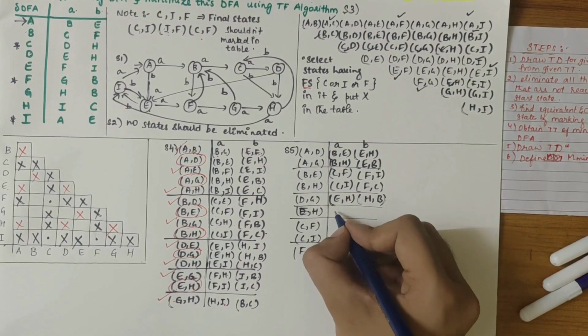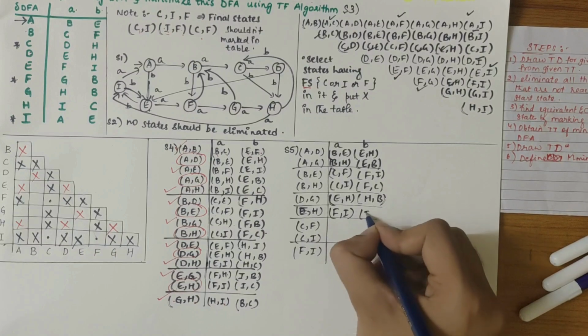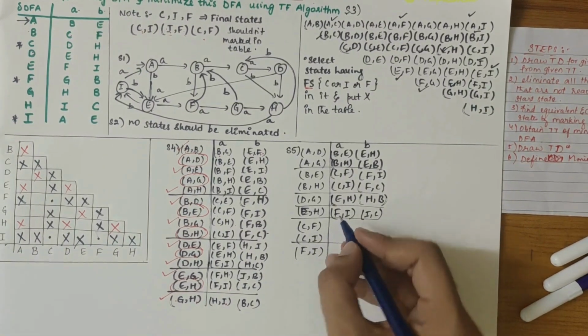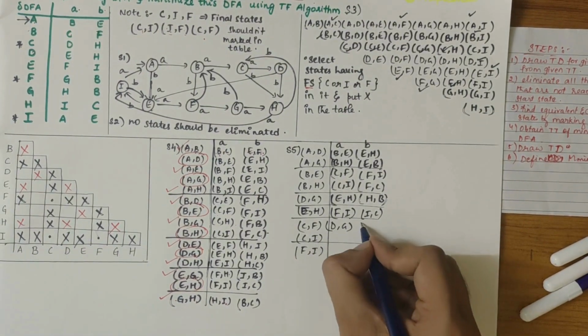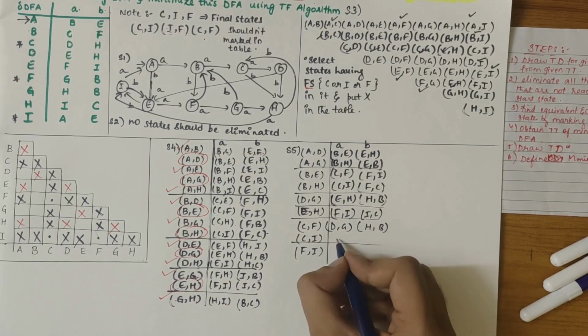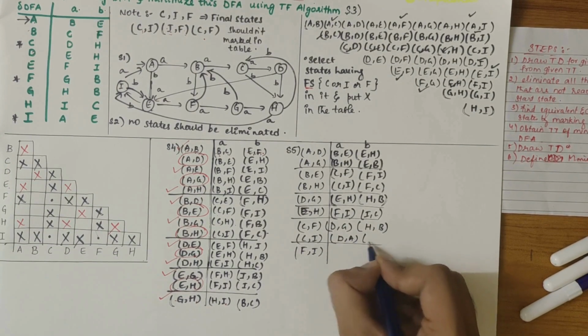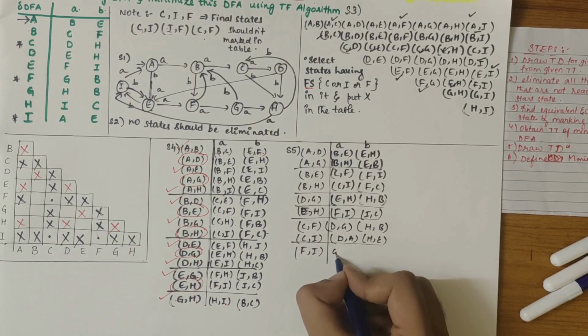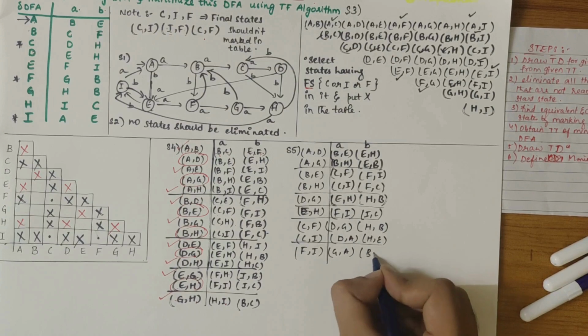Then for EH we have FI and IC. For CF we have DG and HB. And for CI we have DA and HE. And here we have GA and BE.